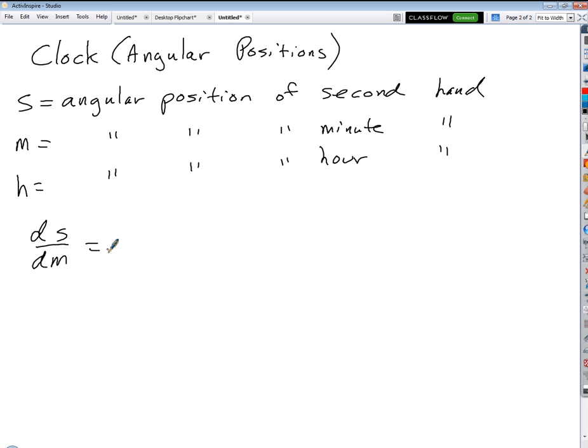Take a second and just think about that. What in the world does that mean? S represents the angular position of the second hand, and M represents the angular position of the minute hand. What do you think that could mean? This is a little kind of a new concept. What do you think? Yes, sir.